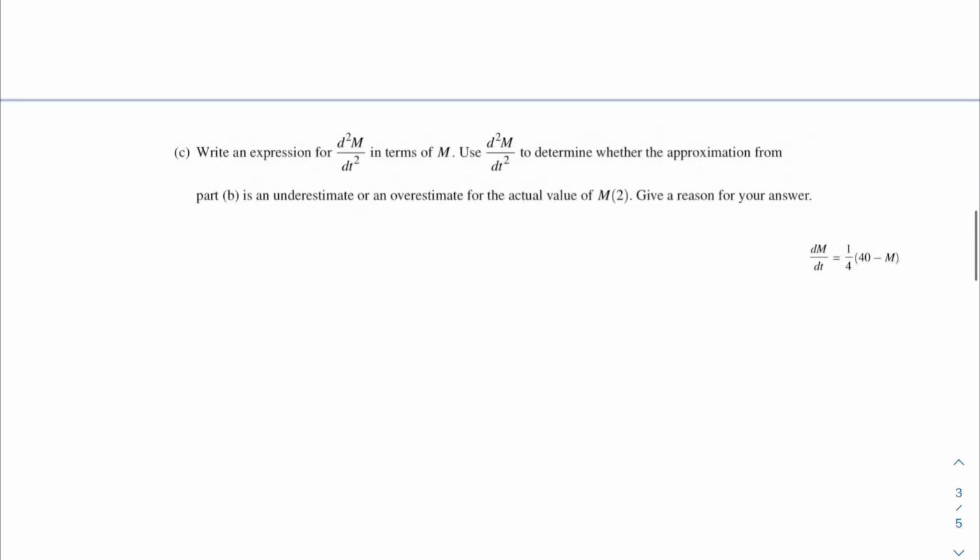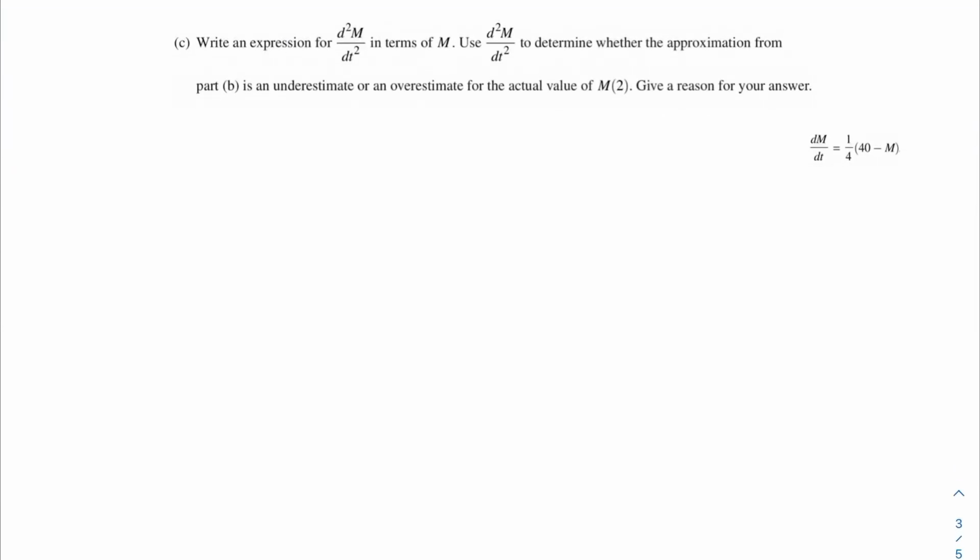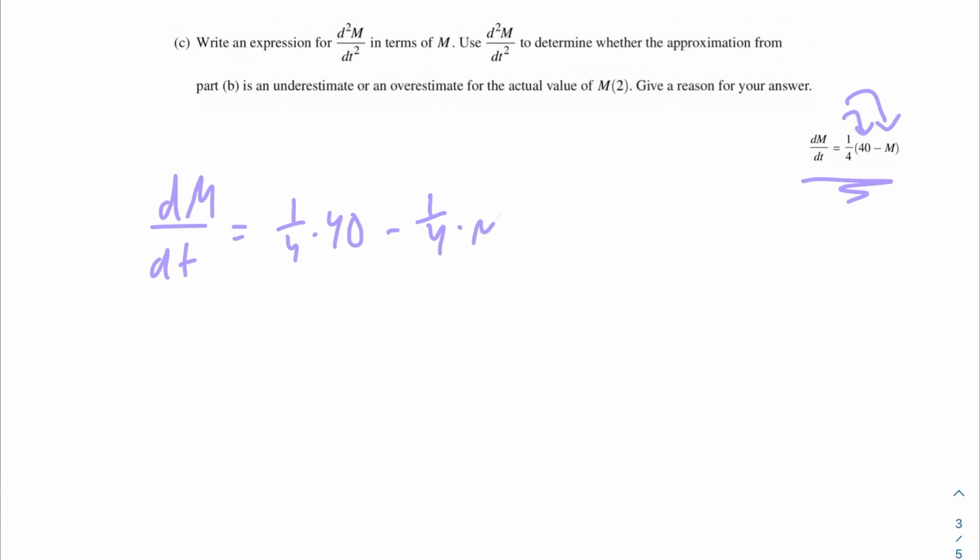Moving on to the next problem, we're being told to write an expression for the second derivative in terms of m, and then use that to determine whether the approximation from part B is an underestimate or an overestimate for the actual value of m of 2. Give the reason for your answer. So I've once again copied down our dm over dt, and this time we're being asked to take the derivative of that. Okay, so I think it helps if you distribute the 1/4 across, so you multiply it by both of these. So we get 1/4 times 40 minus 1/4 times m.